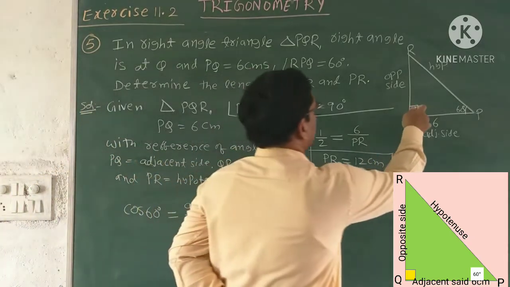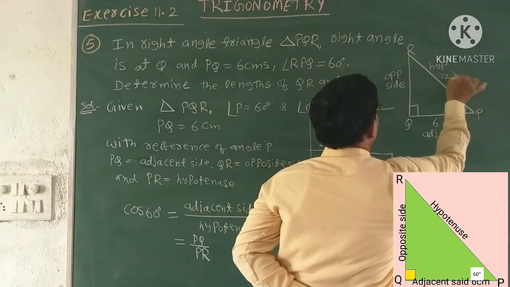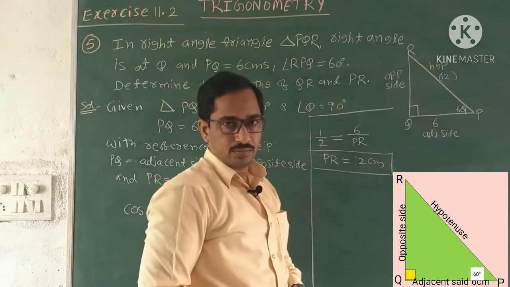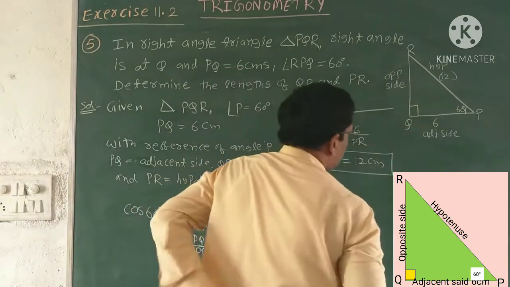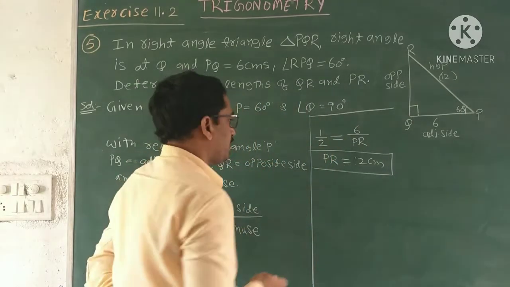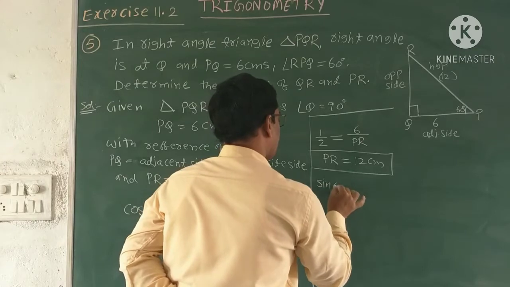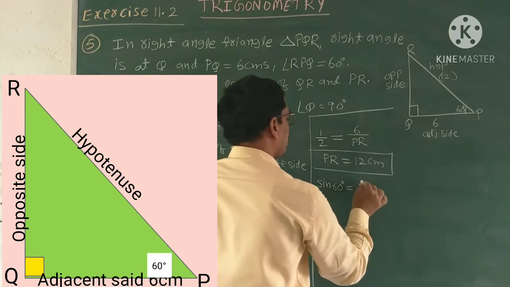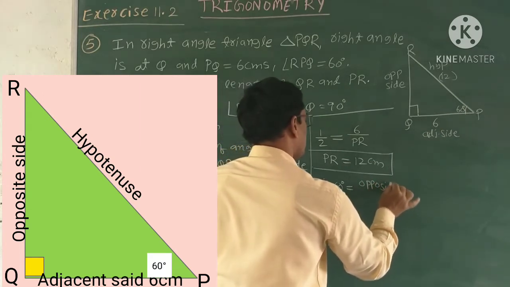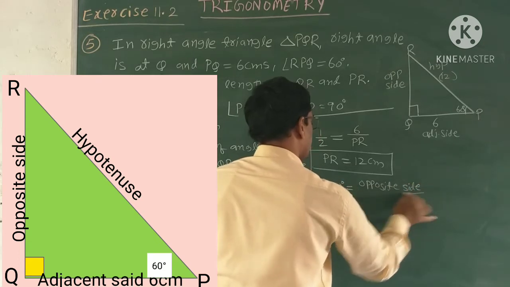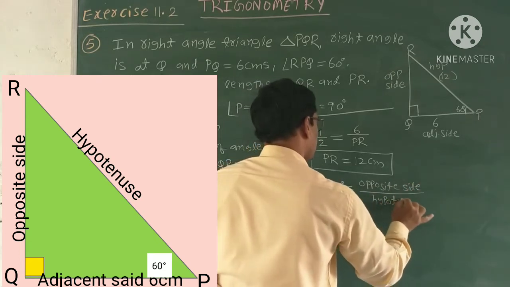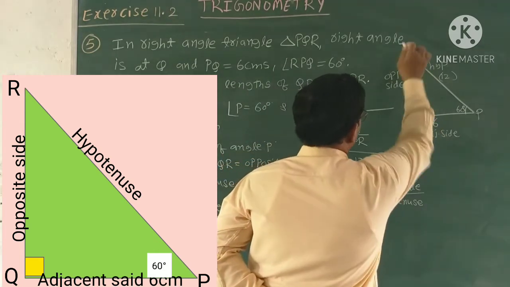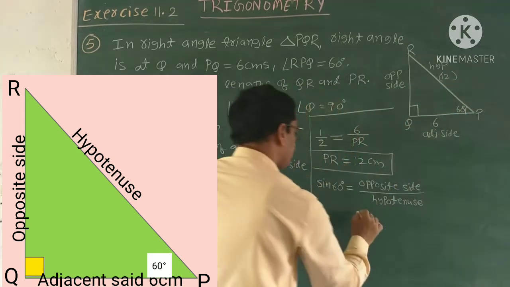Next, calculate the length of QR. Here it is 12 centimeters. QR means we can either apply sine or tan, because we know both the values, hypotenuse and adjacent side. So apply either sine or tan. Here I am taking the sine 60 degrees. Sine 60, here the angle at P 60 degrees equal to the formula opposite side by hypotenuse. Opposite side by hypotenuse. Here the opposite side is QR, hypotenuse is PR.